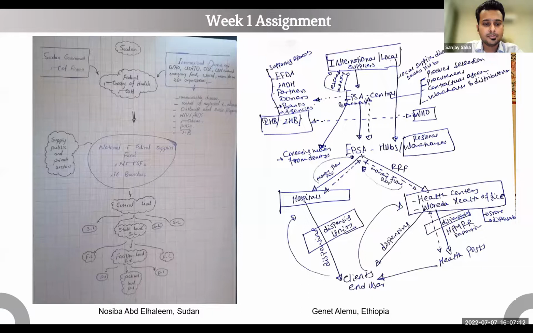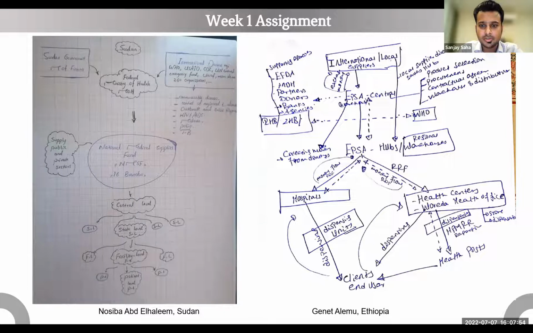So today, before we begin, I would just like to share some screenshots of the week 1 assignment. Like we had discussed in the previous session, in the week 1 assignment, you were required to sketch first of all the overall supply chain of your country, and then show 3 flows which we discussed in the last session: flow of products, flow of money, and flow of information.